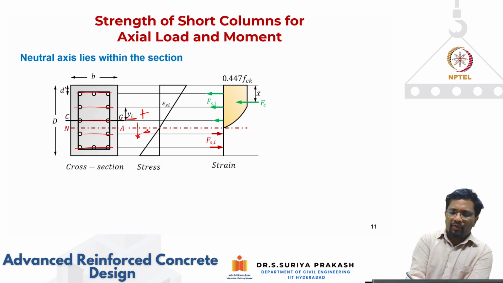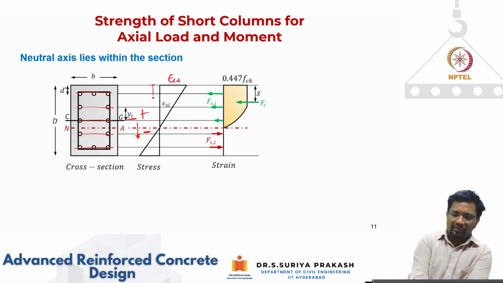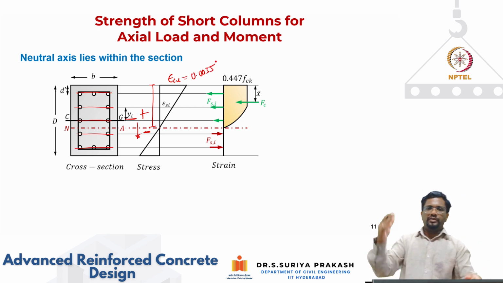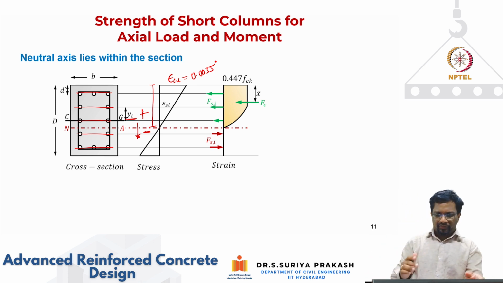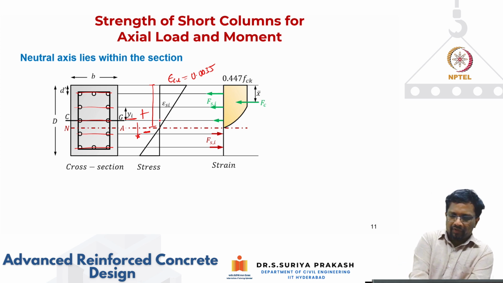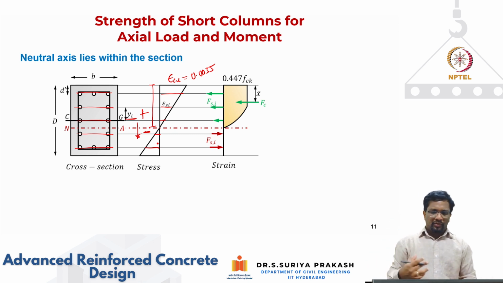Now, depending upon what is the strain that I am assuming, in this case, the neutral axis is lying within the section. So this is your neutral axis depth, right? So what would be epsilon cu? Epsilon cu should be taken as 0.0035. When the neutral axis is falling within the cross section, epsilon cu will not change. It is 0.0035. So then these bars will be in compression, and these bars will be in tension, right? Below the neutral axis will be in tension, above the neutral axis will be in compression.